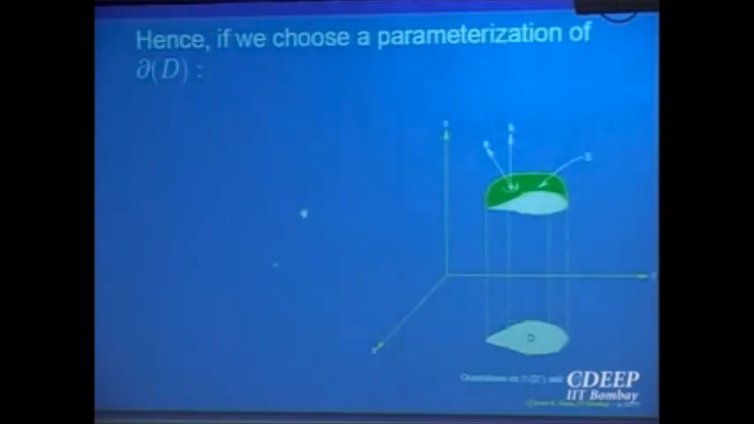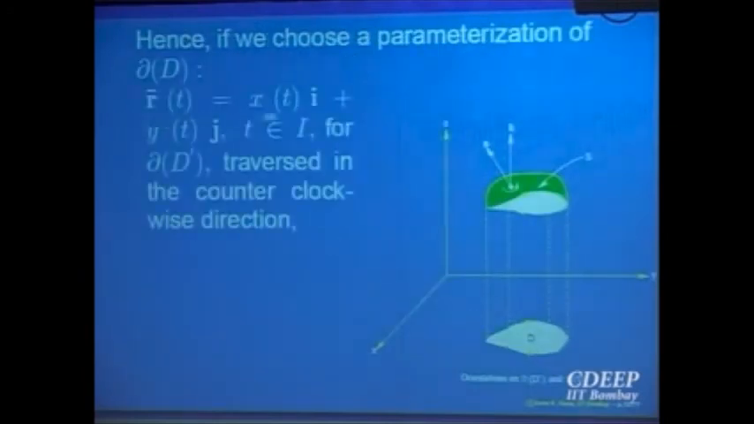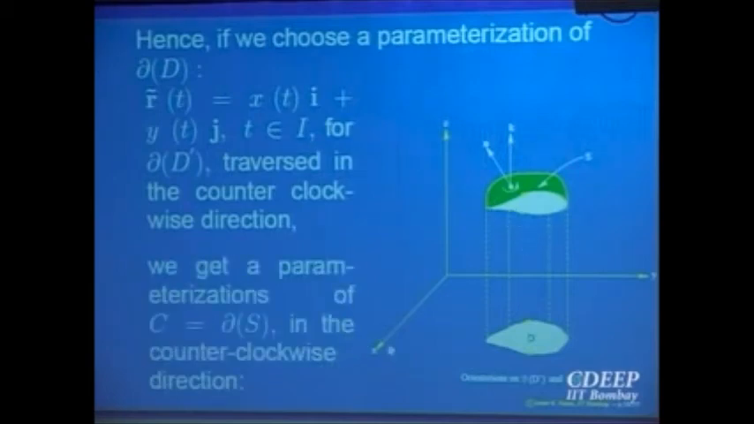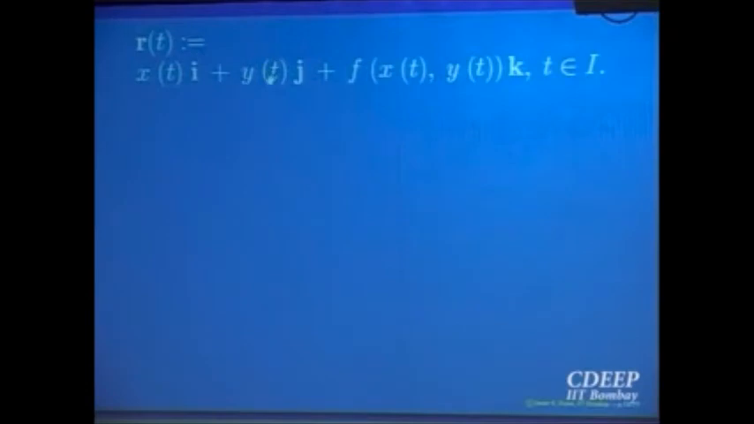So for the boundary of the base, let us say the orientation and parameterization is x(t)i plus y(t)j, t belonging to some interval I. So when you want to lift it, only the z component will be added. So you will get a parameterization for the boundary of the surface to be x(t)i plus y(t)j plus f(x(t), y(t))k, t belonging to I, since the z component is f(x,y). Once that is done, now what you have to do? You have to only compute the integral of F dot dr, expand it and compute using the parameterization.